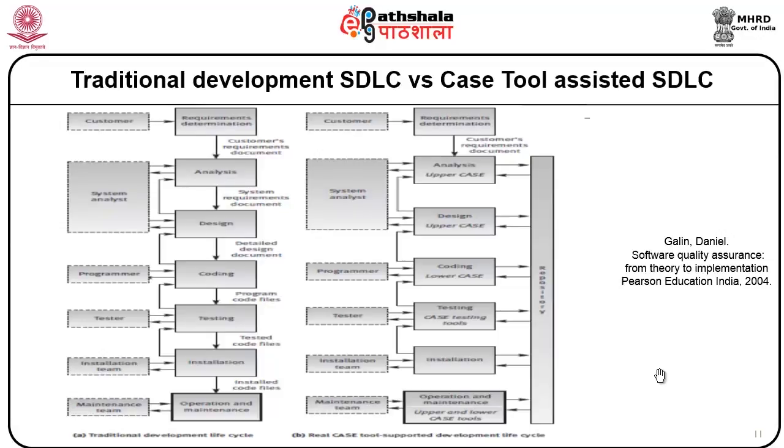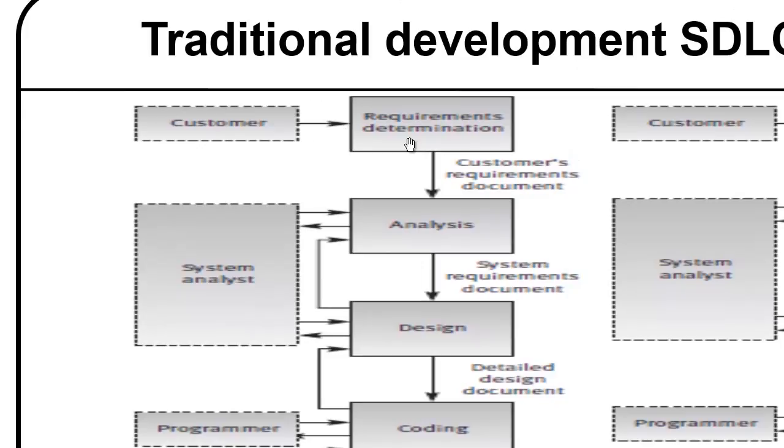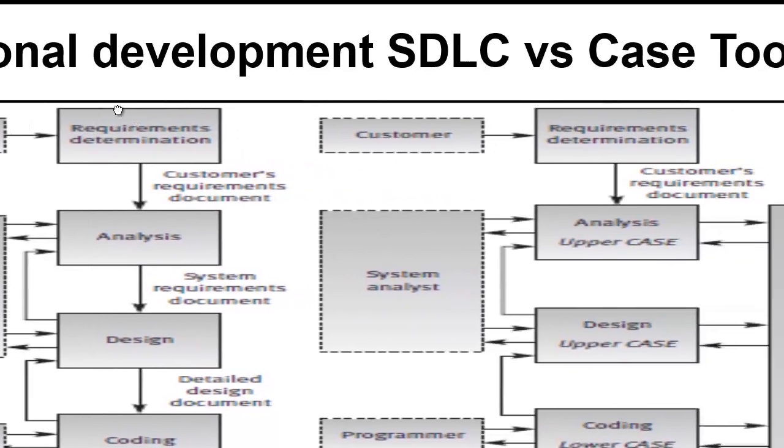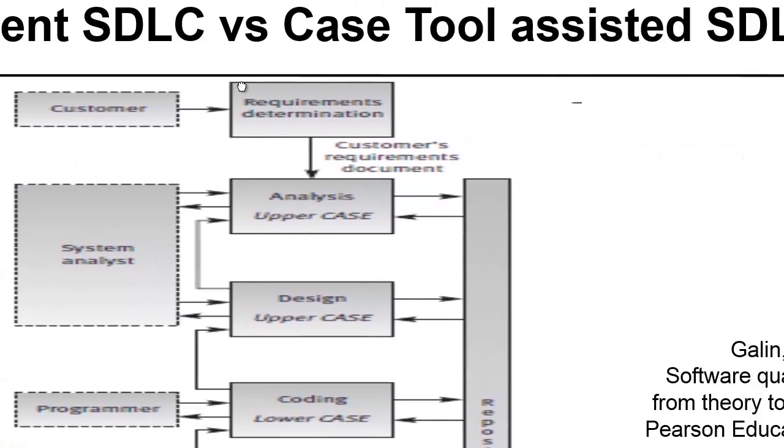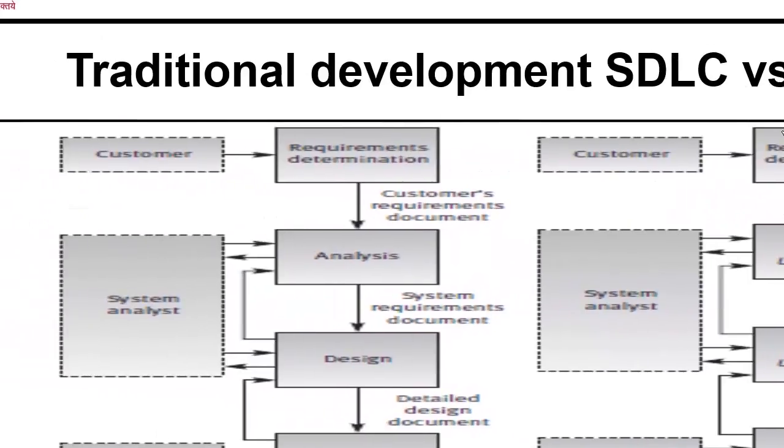Traditional development software development lifecycle versus CASE tool assisted software development lifecycle. As we are aware, the major phases in the software development lifecycle are analysis phase, design phase, coding phase, testing phase, then the deployment phase and maintenance phase. Let us discuss traditional software development lifecycle and CASE tool assisted software development lifecycle.